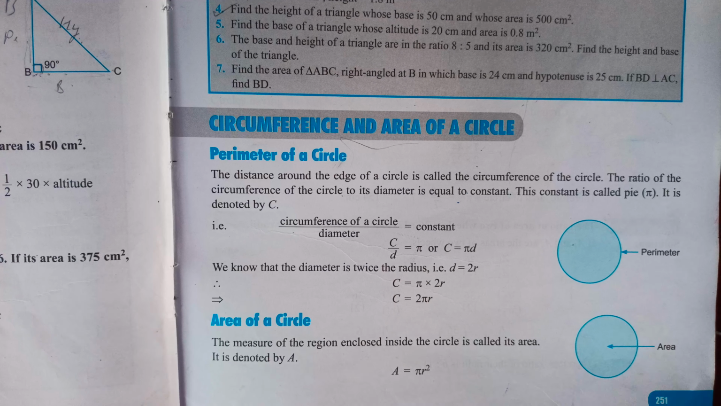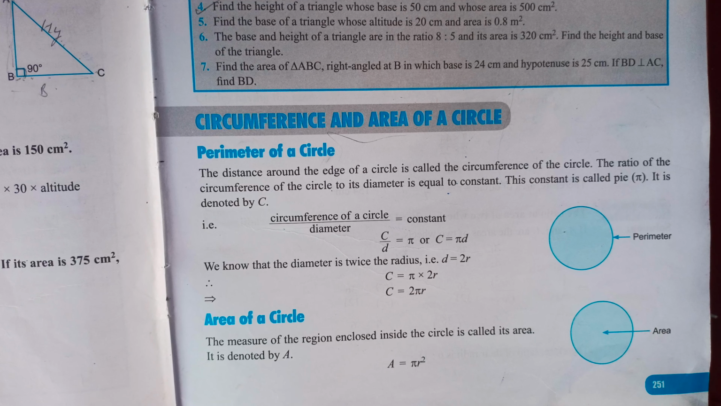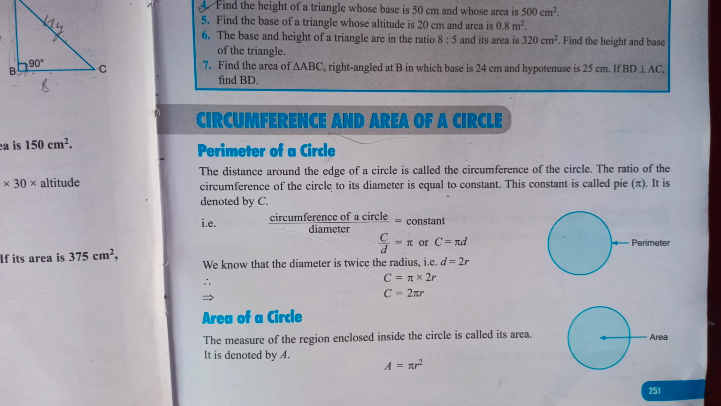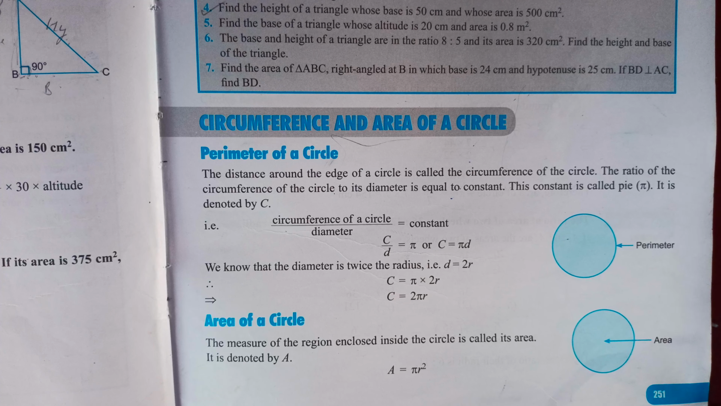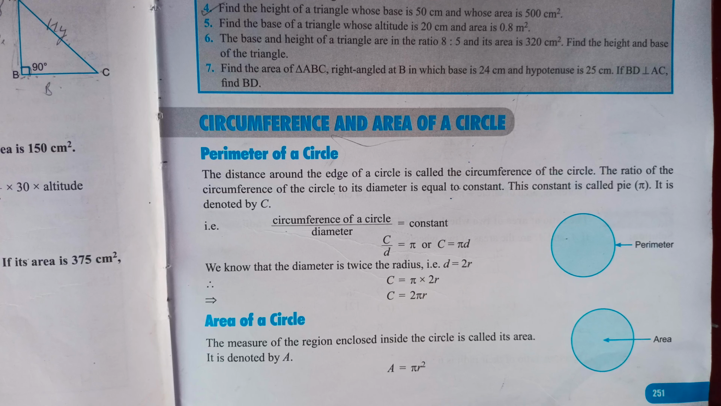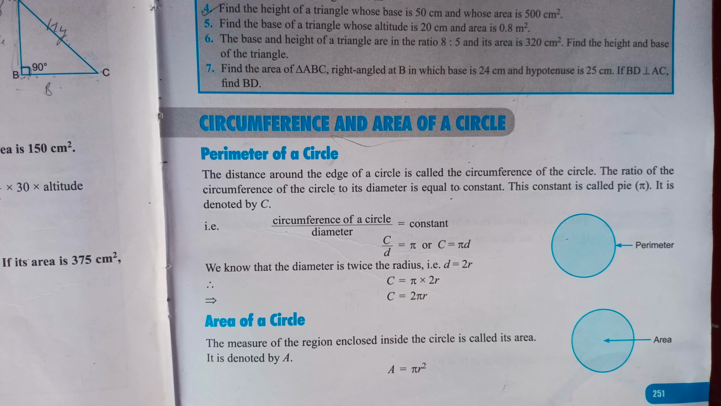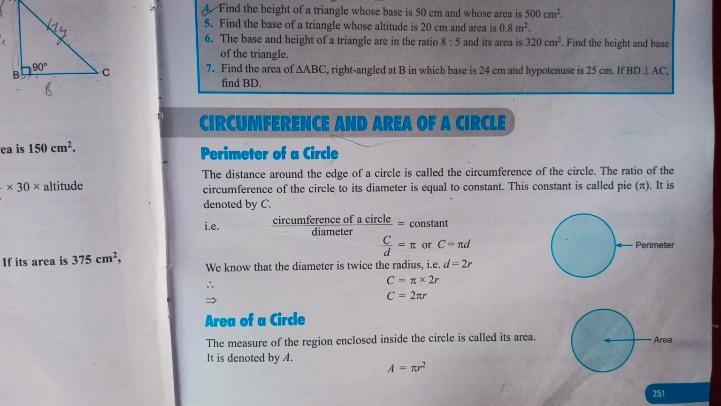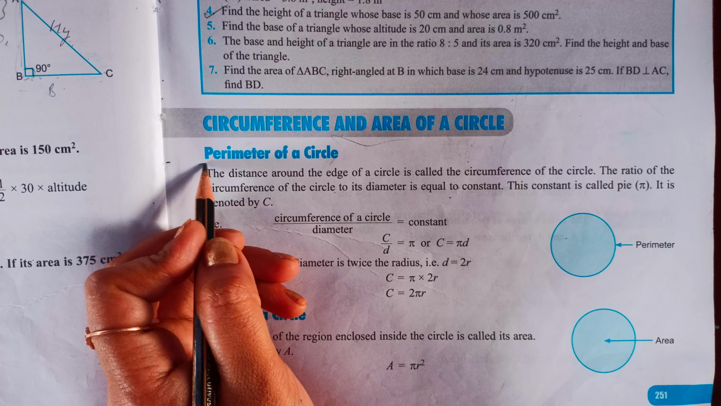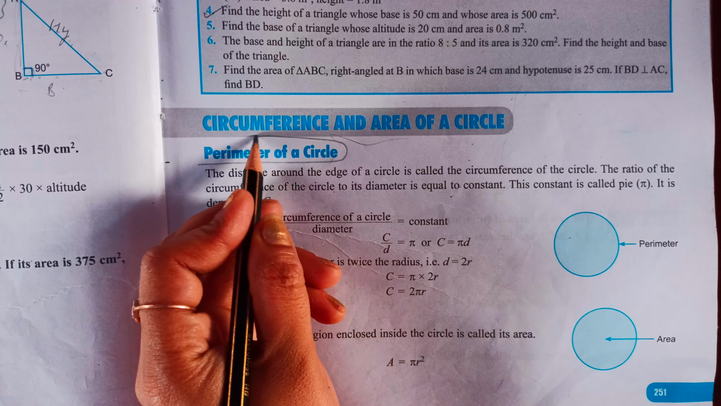Chapter 18, Perimeter and Area. Today we will discuss circumference and area of a circle. I think you all know what a circle is. In this chapter we have to learn the formula for finding the circumference of a circle and the area of a circle. First of all, the perimeter of a circle.